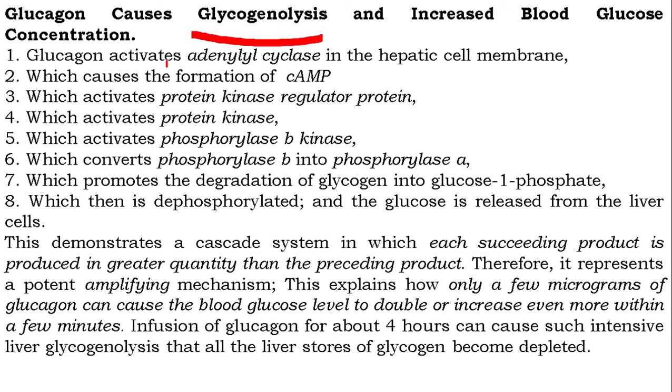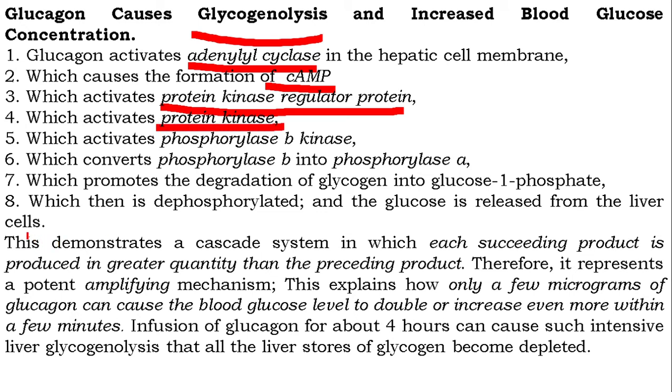First of all, glucagon binds with its receptor on the plasma membrane of the liver cells, and this receptor is coupled with the adenylyl cyclase on the cytoplasmic side. This adenylyl cyclase catalyzes the formation of cyclic AMP from ATP, and this cyclic AMP activates a protein called a kinase regulator protein, which in turn activates protein kinase.